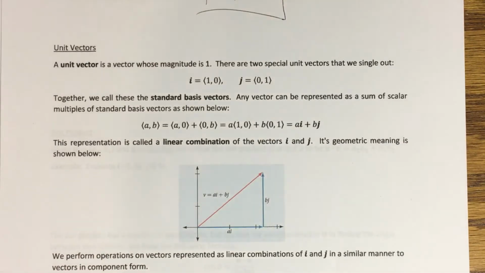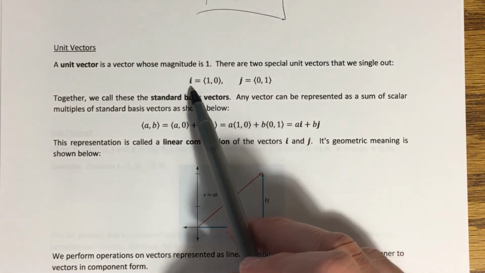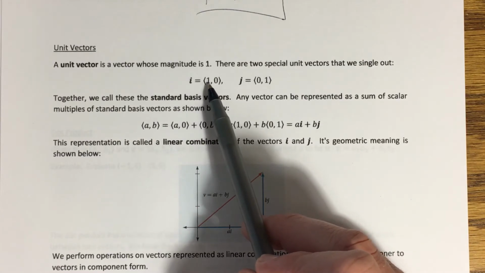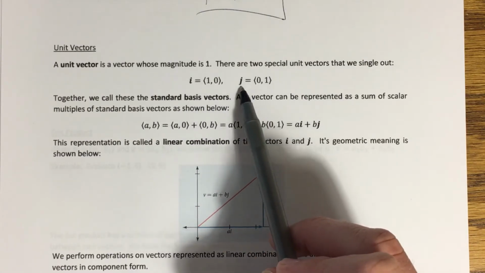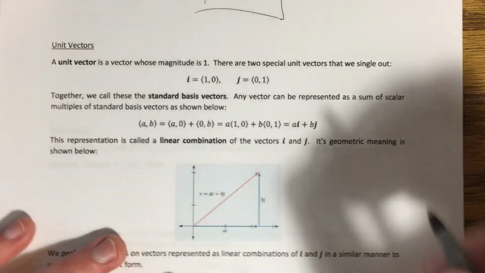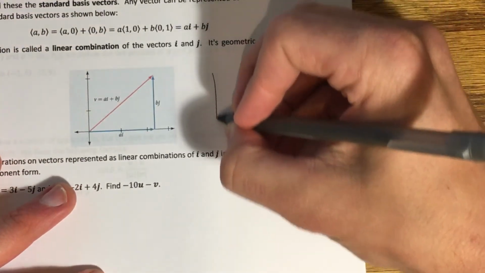We're going to talk about unit vectors. The term unit in math generally means 1, the number 1. So when we talk about a unit vector, what we're talking about is a vector whose magnitude is 1. Now we can find all sorts of unit vectors in all sorts of different directions, but there's two really important ones that we single out. One is the vector i, which is in component form 1, 0, and the other is the vector j, which in component form looks like 0, 1. Let me show you what those look like.